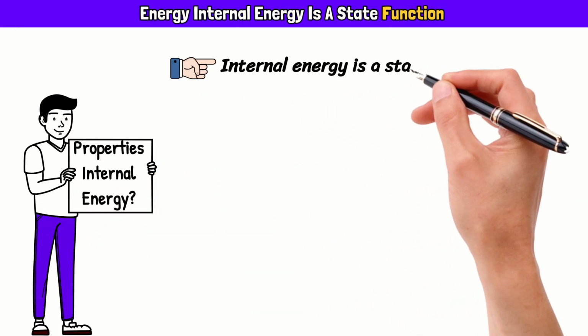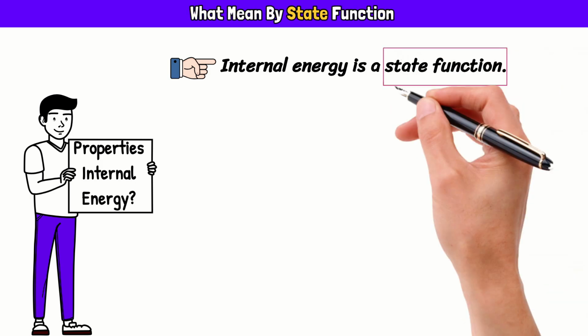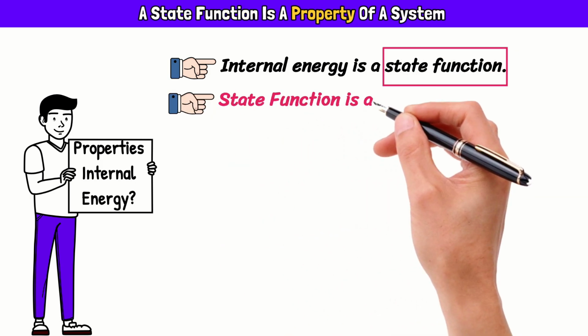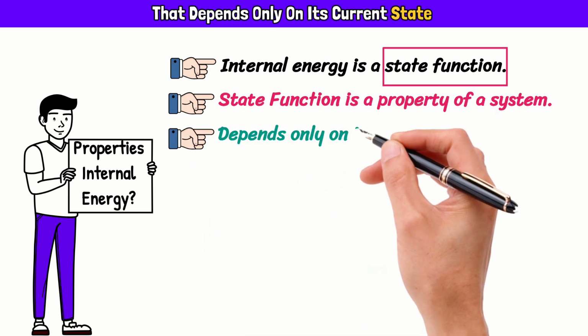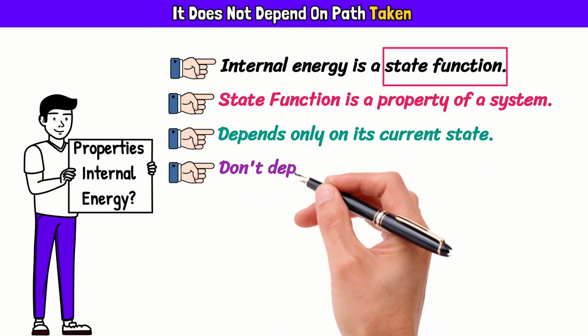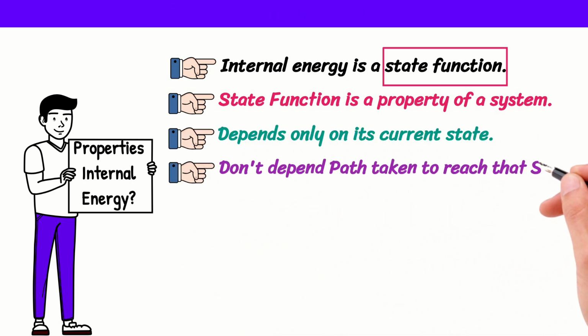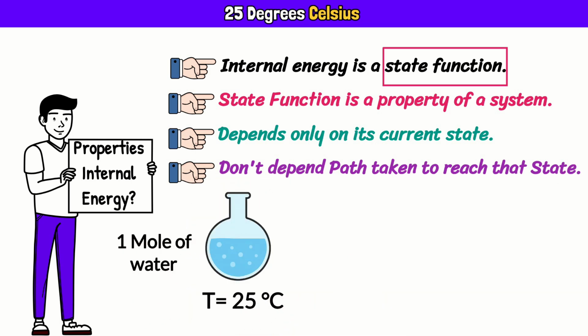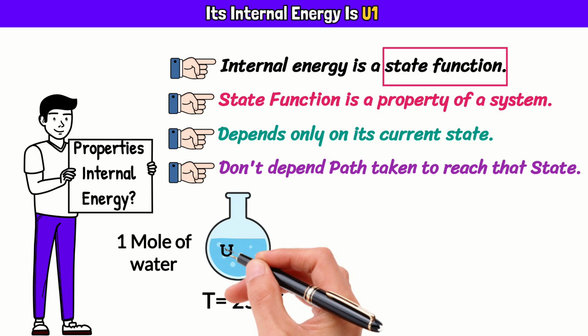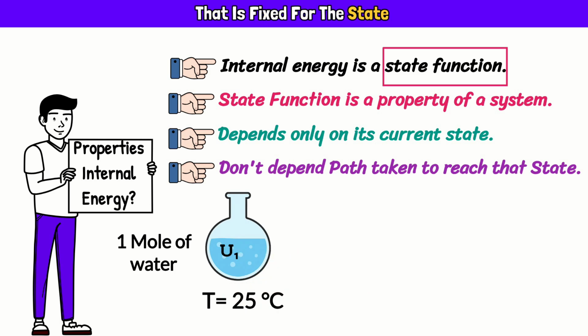Internal energy is a state function. What do we mean by state function? A state function is a property of a system that depends only on its current state. It does not depend on the path taken to reach that state. Suppose we have 1 mole of liquid water at 25 degrees Celsius. Its internal energy is U1, that is fixed for the state.